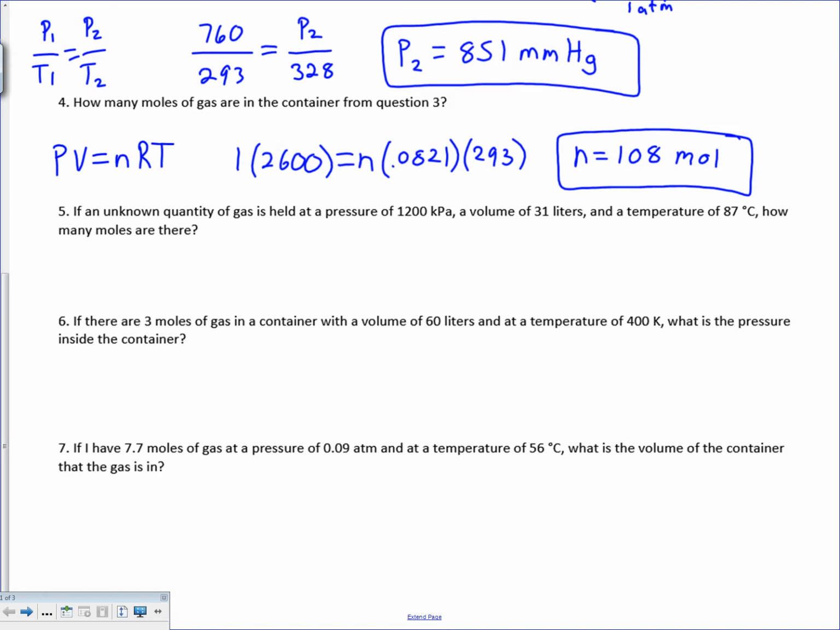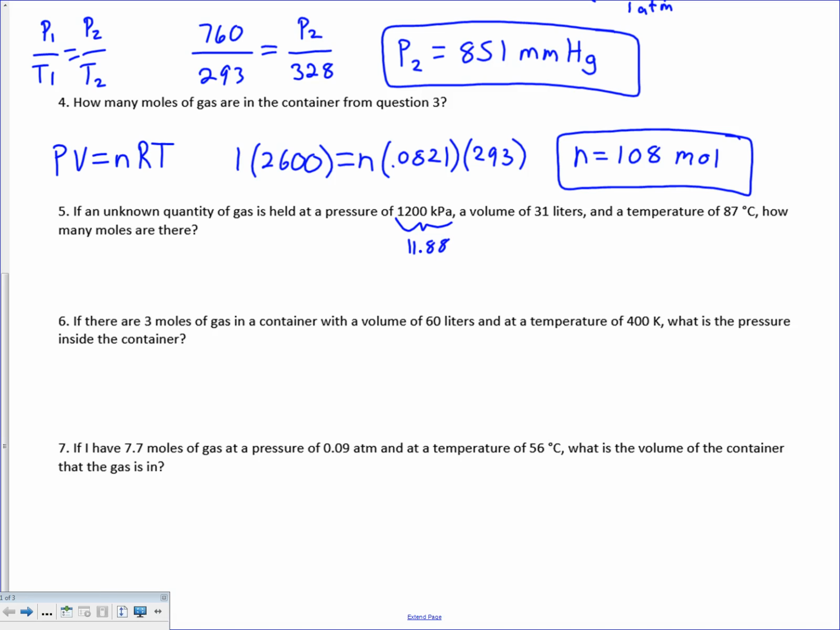Continuing on here for number 5, read through it. You see that this is another situation where it's just plugging in directly into the PV equals nRT equation. So plugging things in here, we have to get things into the right units because R, remember, is liter atmospheres per mole Kelvin. You have to recognize 1,200 kilopascals is the pressure. If you look up at the top, there's 101 kilopascals per atmosphere, so we're going to divide by 101, and we get 11.88 ATM. The volume is 31 liters, that's already good to go.